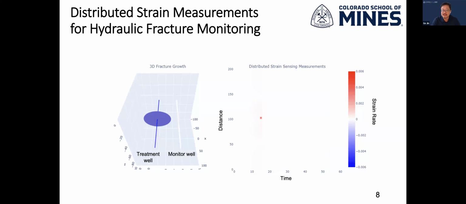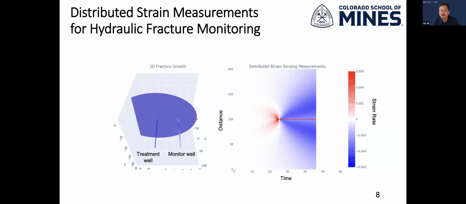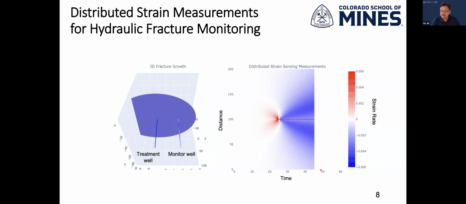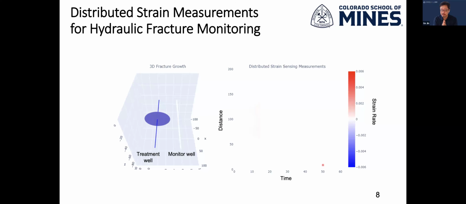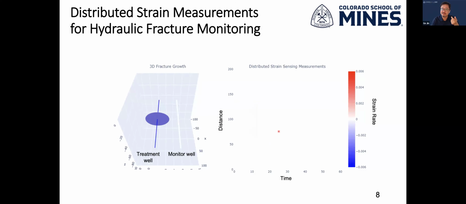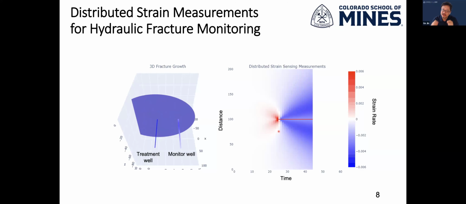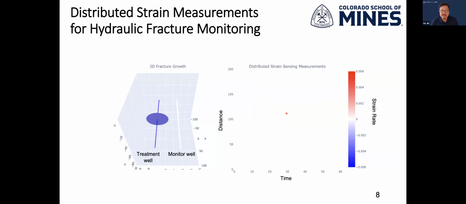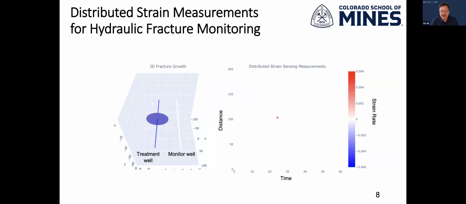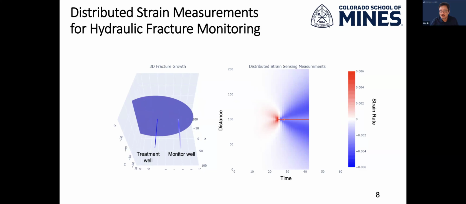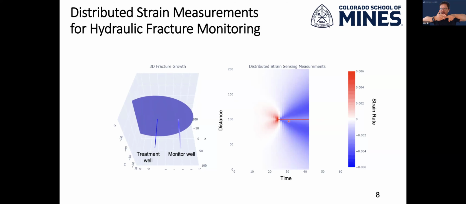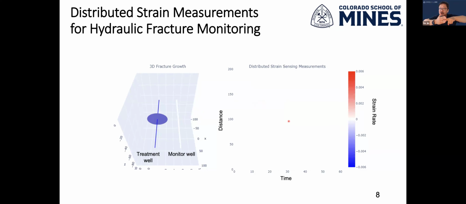The one on the right is sometimes called, if you're not familiar, the waterfall plot, where the vertical axis is always the distance along the monitor well, and the horizontal axis is always time. In this presentation, blue means the fiber is being compressed at that location, and red means the fiber is being extended at that location. So you can see immediately a couple of signatures: before the fracture hits, we see this heart-shaped signal. And after the fracture intersects this well, we see this very sharp extensional zone that indicates the location where the hydraulic fracture intersects my fiber instrumented monitor well.